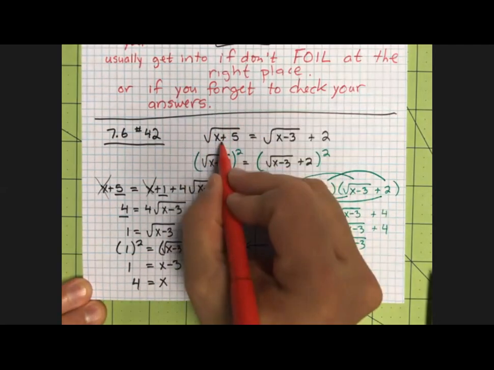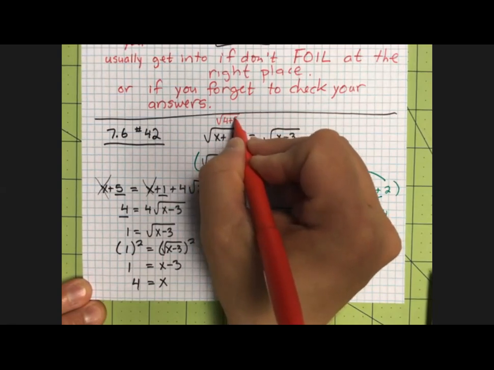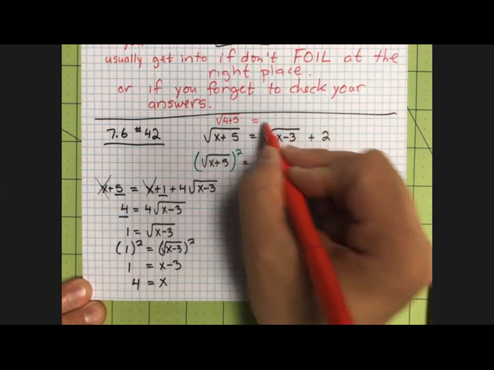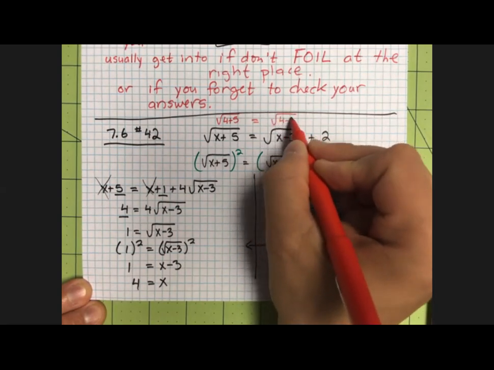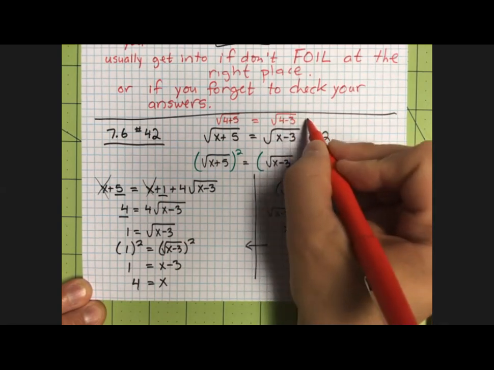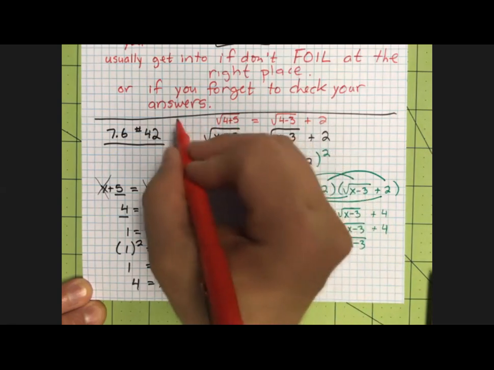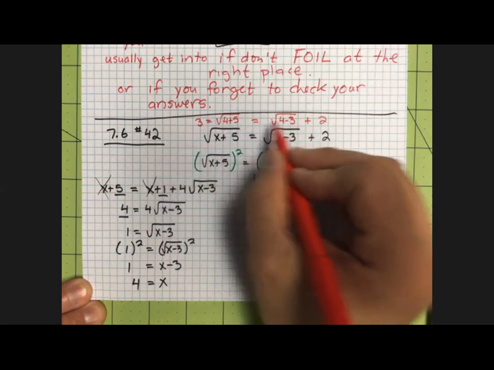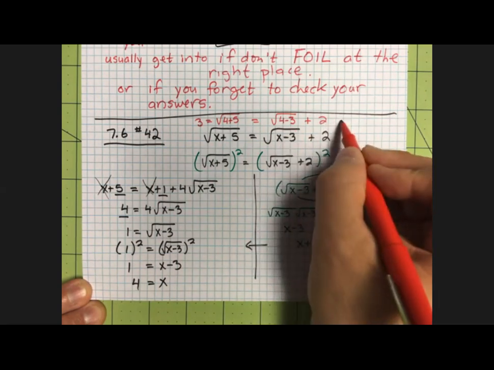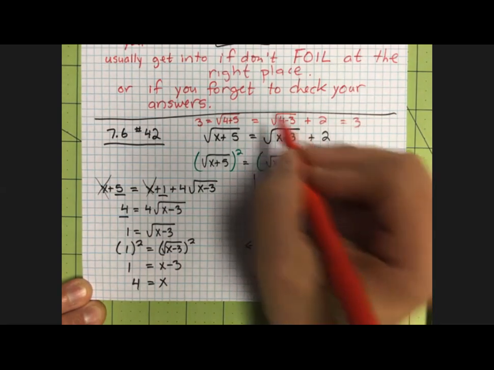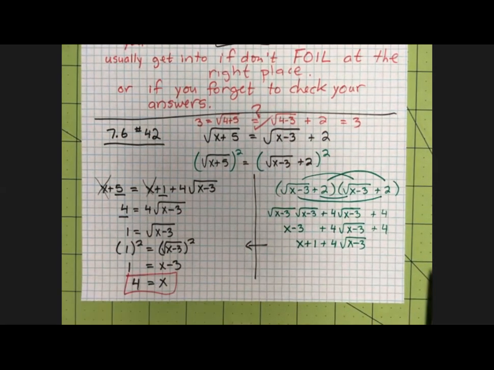Let's get back up here. You can just scribble the 4 in here. Okay, 4 plus 5 is 9. Square root of 9 is 3. 4 minus 3 is 1. Square root of 1 is 1. So is square root of 9, 3, equal to square root of 1, 1 plus 2? And the answer is yes. So you're okay. So you can go circle that number.